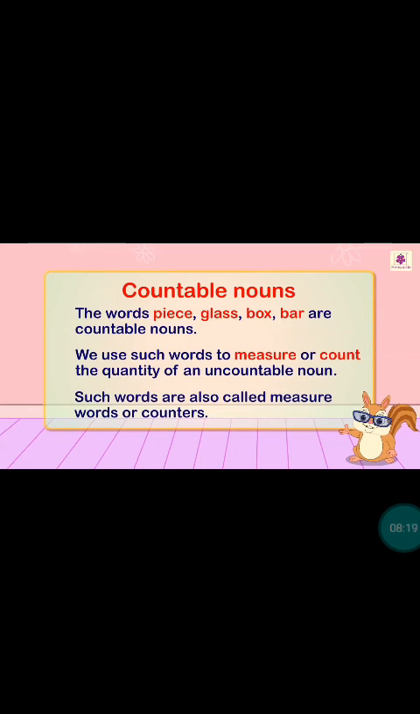So children, we have seen what are countable and uncountable nouns. In countable nouns, we can count the thing by adding a number or a plural form. Whereas for uncountable nouns, we cannot add a number and they don't have any plural form. To count the uncountable nouns, we use a few words like some, little, much.